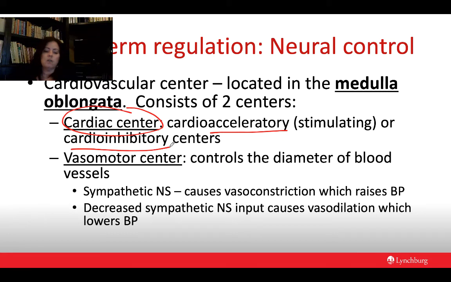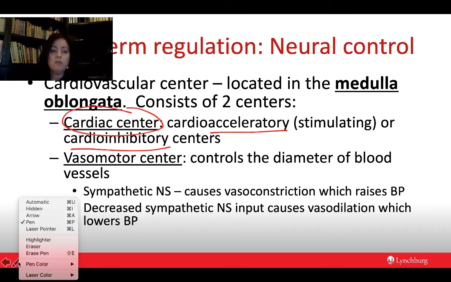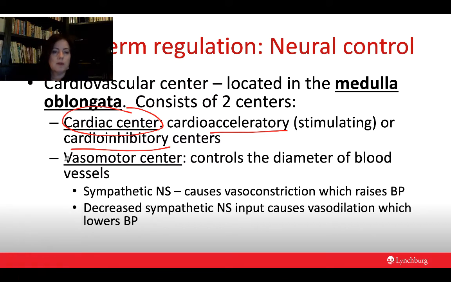Along with the cardiac center in the medulla, we also have what's called the vasomotor center. What we have here is a way for the brain to control the diameter of blood vessels. Okay? And vasomotor should prompt you to think, okay, I've got contraction of smooth muscle. And we know that's how blood vessels are going to vasoconstrict.